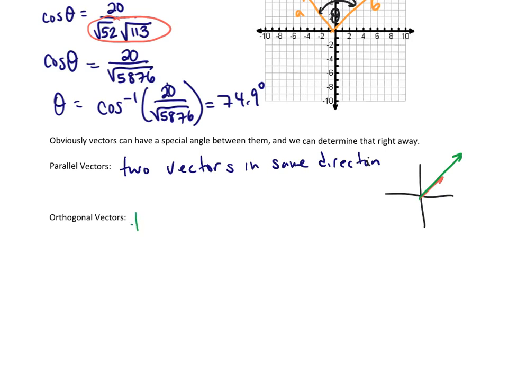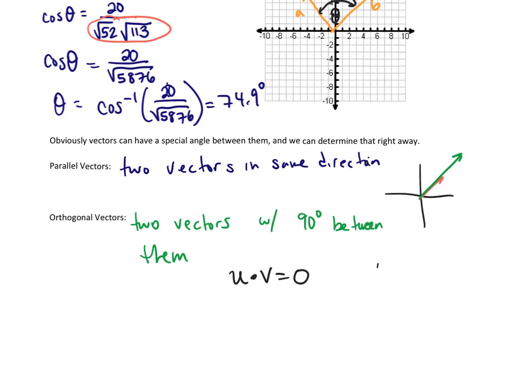Orthogonal vectors are going to be two vectors that meet at a 90-degree angle in between them. A neat thing about orthogonal vectors is that anytime their dot product is equal to 0, they're automatically orthogonal. So we have one vector maybe this way and another vector maybe this way. So those would be orthogonal.